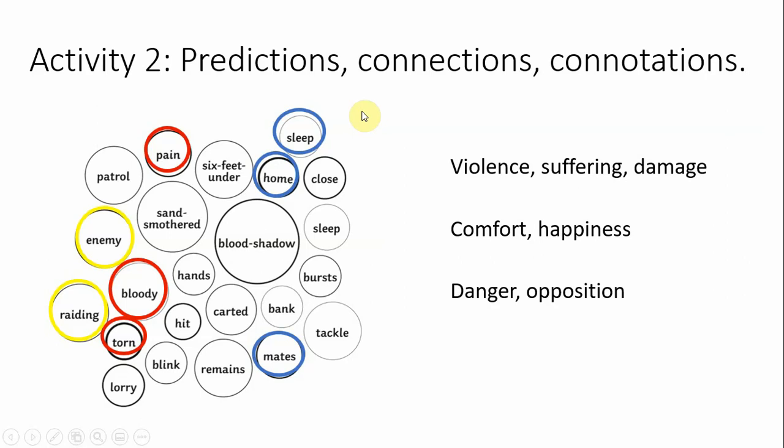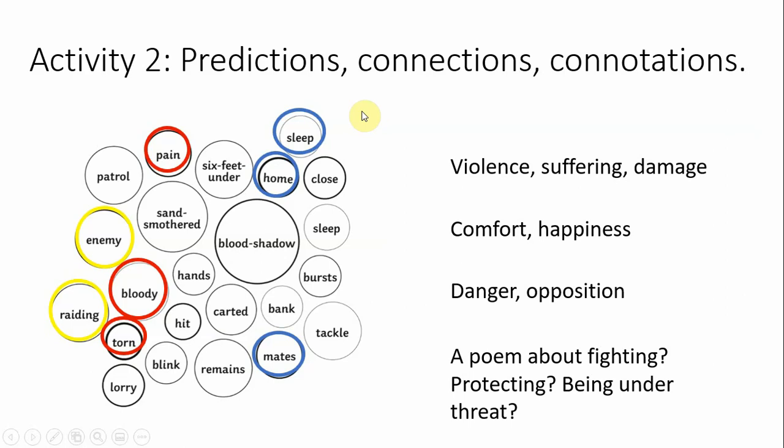And the third thing I notice are enemy and raiding, which have connotations of danger and of opposition. So again, I can see contrasts and I can see links between the red and the yellow circles too. So is this poem perhaps about fighting, protecting something, being under threat? Now, that remains to be seen, of course, but these are ideas that I can bring to the poem and look for and spot.